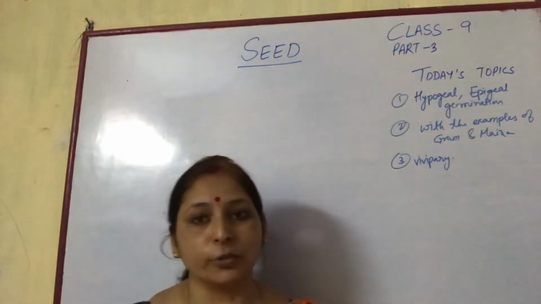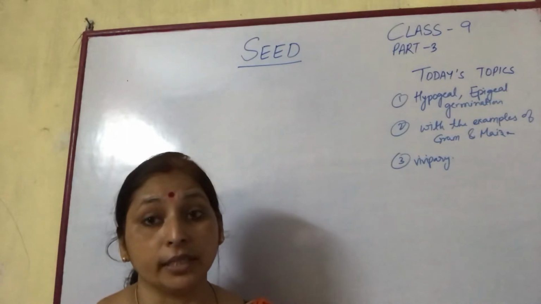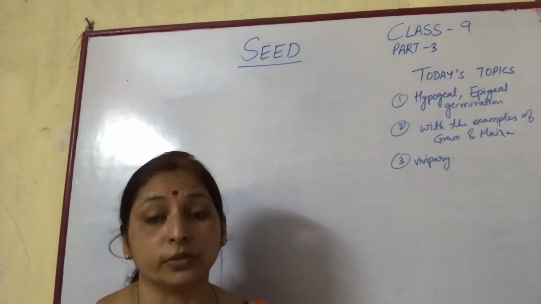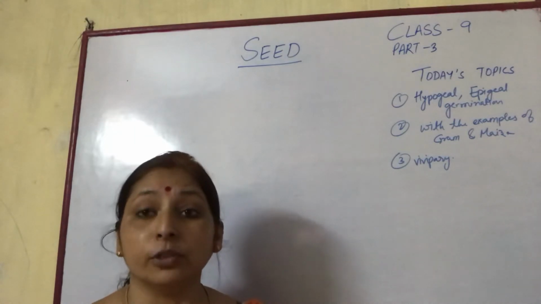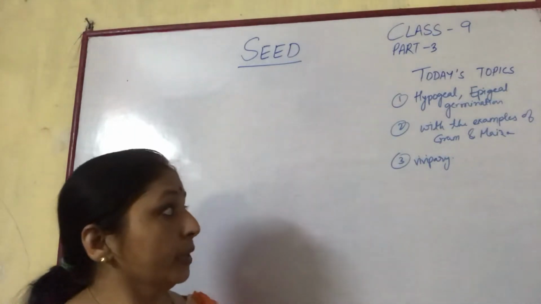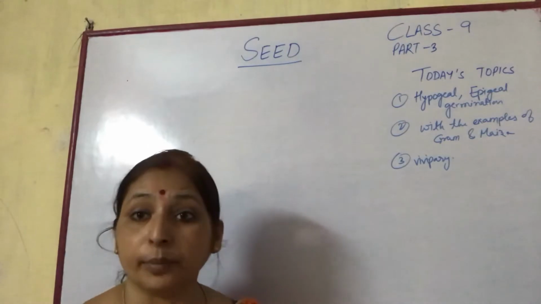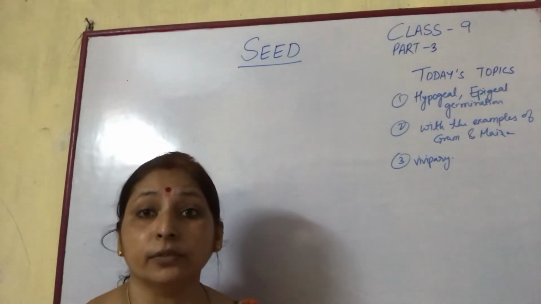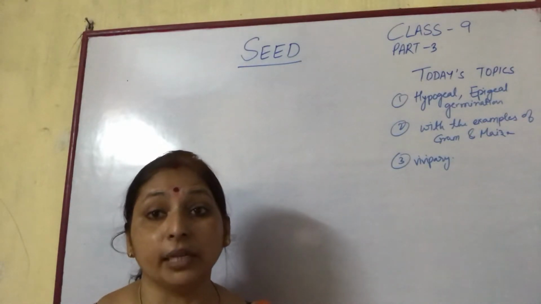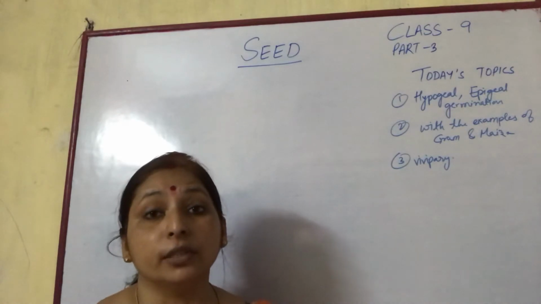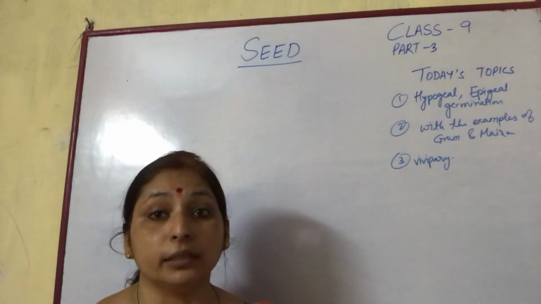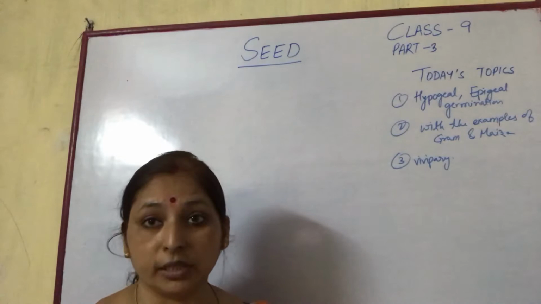Hello, good morning students. We have studied different types of seeds and the conditions necessary for germination. For today's class, we'll learn the topics hypogeal and epigeal germination. Then we'll take gram and pea seeds as examples of epigeal and hypogeal germination.